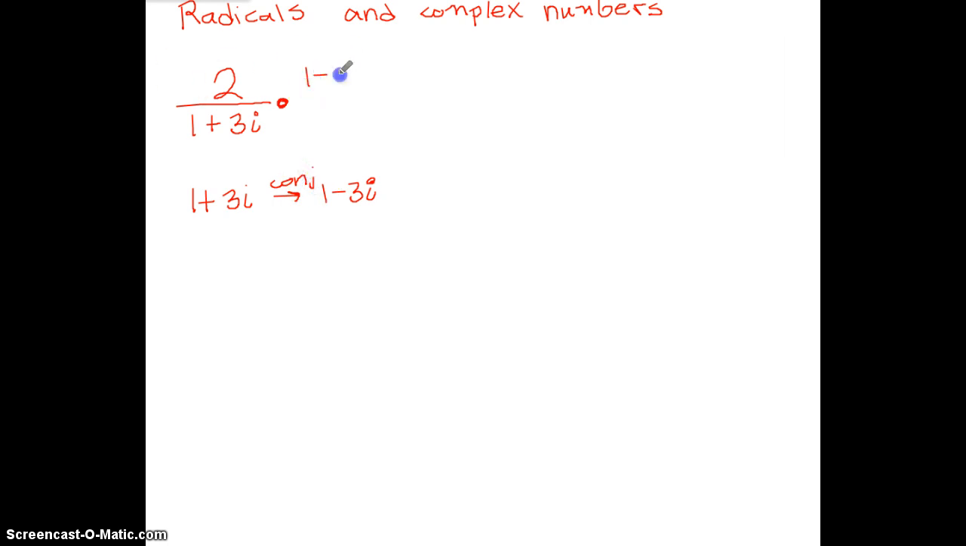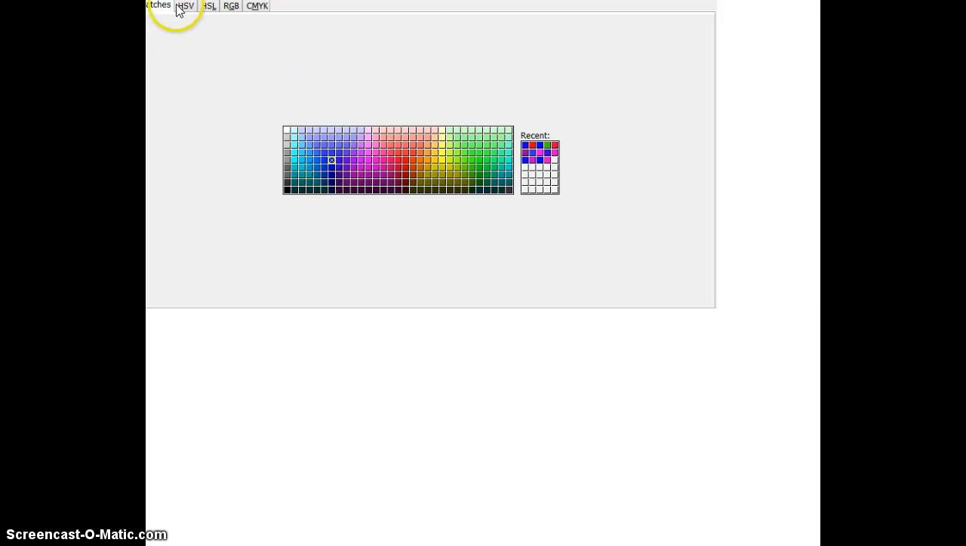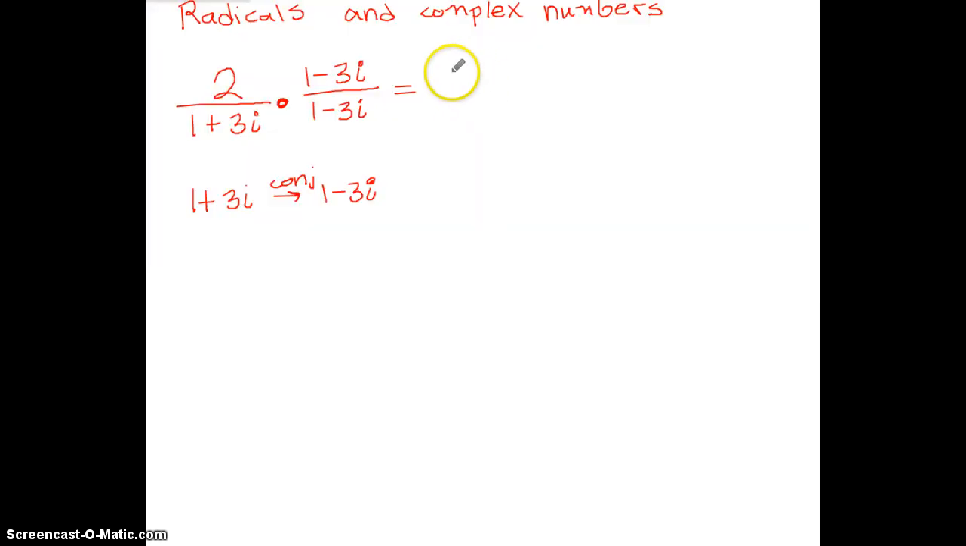So we have 1 minus 3i and 1 minus 3i. We can multiply the top straightforward, so it's going to be 2 minus 6i on the top. And then on the bottom, we're going to have to FOIL these two. So I'm going to FOIL them down here, and then I'll just put the solution up there. So we have 1 plus 3i multiplied by 1 minus 3i.